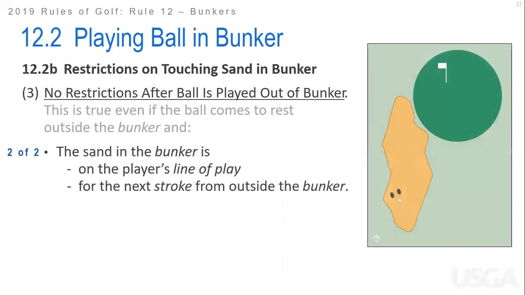Now, there are other times where a player plays a shot. In this case, it's a player who's playing a shot backwards. He's going to walk to the bunker, and now that he's out of the bunker, he has the right under the rules to rake his footprints. Even though that is on the player's line of play, it's allowed under the rules. And you'll see here in this video that he rakes up his footprints and plays on.